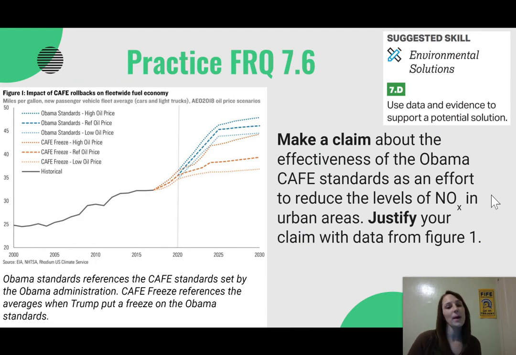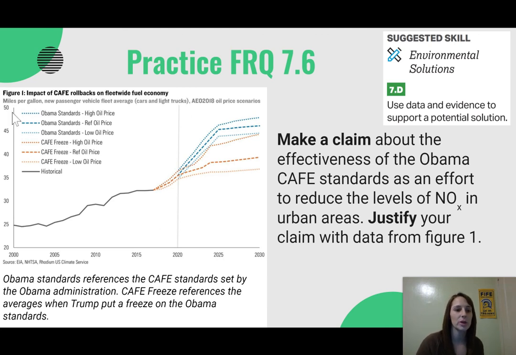All right, so this is going to be your practice effort cue for 7.6. We're going to practice the skill of using data and evidence to support a potential solution. So what I want you to do is make a claim about the effectiveness of the Obama CAFE standards as an effort to reduce the levels of NOx in urban areas, and then justify your claim with data from Figure 1. So I'm going to explain this a little bit.